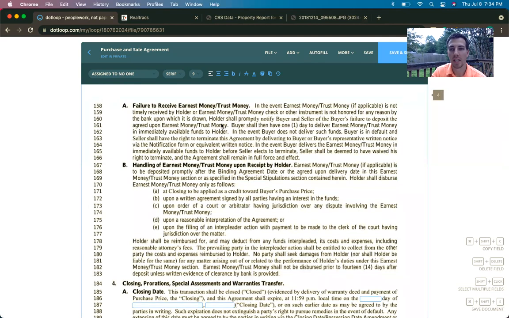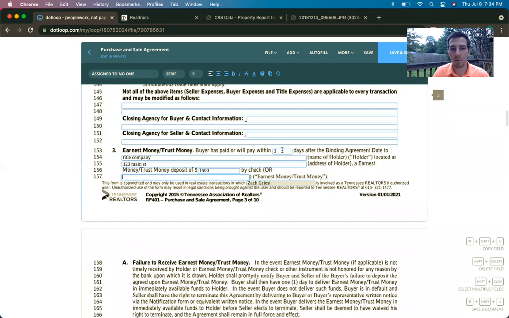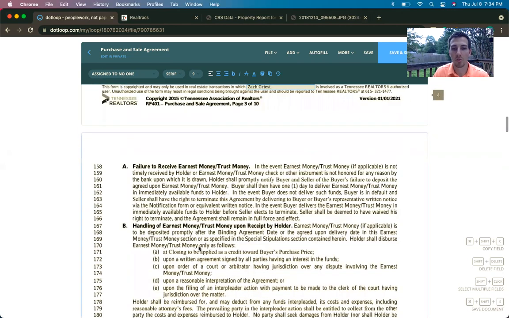Again, if you don't meet deadlines in this contract. So if the holder does not receive the earnest money within the time frame you set up here, they will notify both parties, and then the buyer shall have 1 day to deliver the earnest money in immediately available funds to the holder. If not, the buyer is in default. So very important to know, follow your deadlines, make your earnest money deposit.